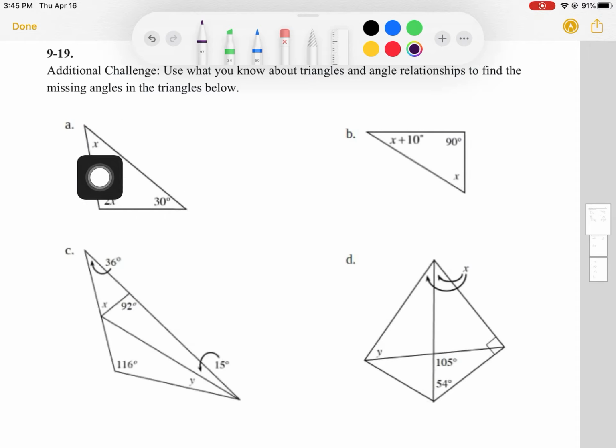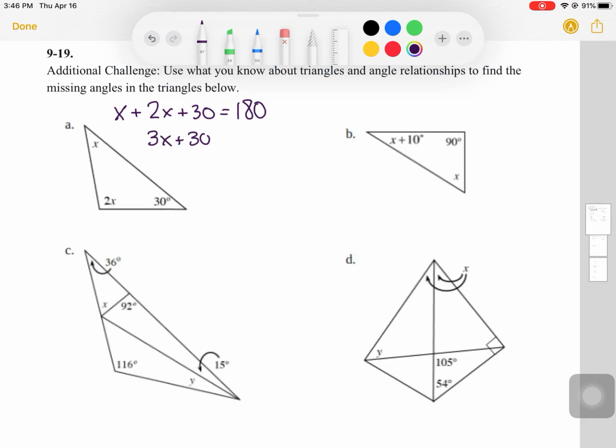So looking at A, I see that I've got three angles in a triangle, and the one thing I know from the angle sum theorem is that these three angles together, the angle that has a measure of x, the angle that has a measure of 2x, and the angle that has a measure of 30, have to total 180. This gives us a pretty straightforward equation that we can solve to find our value of x. In each of these, it said to use what you know about triangles and angle relationships to find the missing angles in the triangles below.